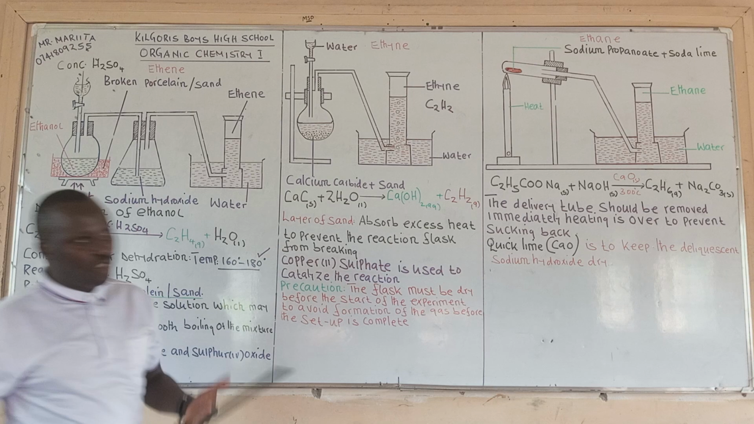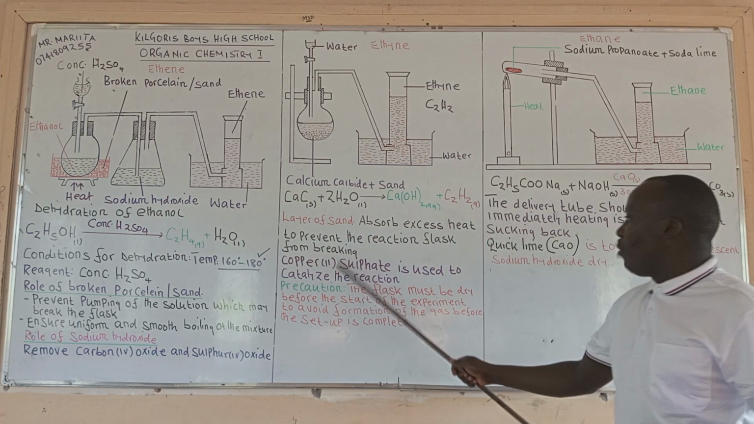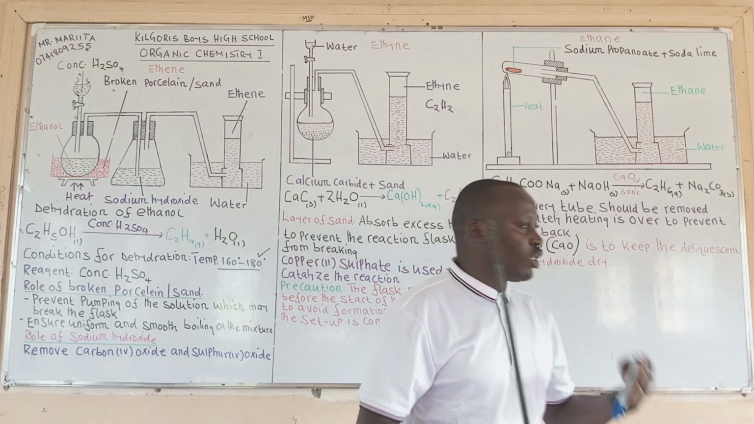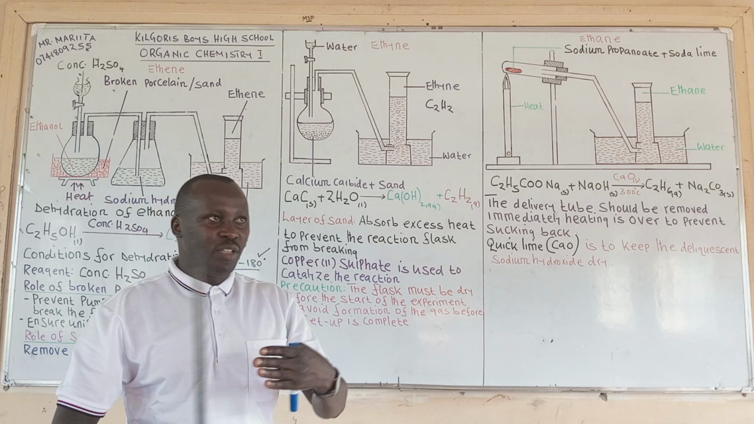Then in this reaction where we have the water and the calcium carbide, copper(II) sulfate is used as a catalyst. So copper(II) sulfate is used to speed up the reaction.